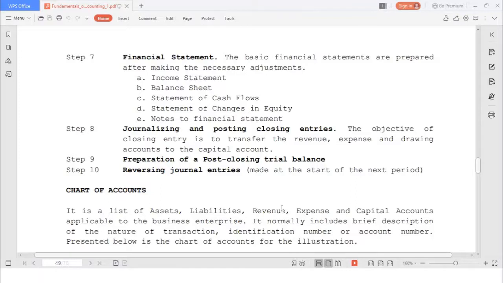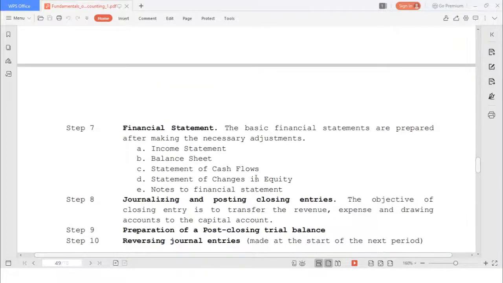Now, step 8 is journalizing and posting closing entries. So, the objective of closing entry is to transfer the revenue, expense, and drawing accounts to the capital account. Step 9 is the preparation of a post-closing trial balance. And step 10 is the reversing journal entries, which are made at the start of the next period.